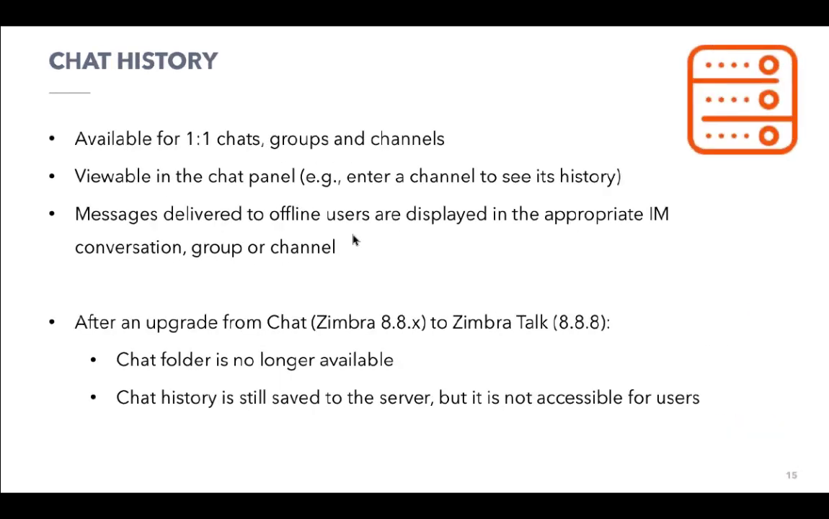Chat history is available for one-to-one and one-to-many chats, viewable in the chat panel in the user console. Messages delivered to users who are offline are displayed in the appropriate IM window. So when a user logs back in, he would see messages that came to him while he was offline.